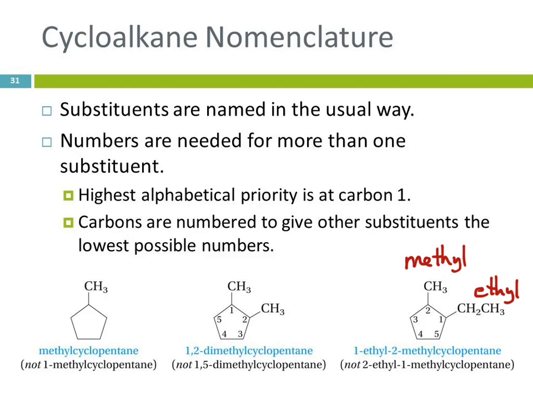Yes? Is that the only thing that requires the alphabetical order, or if there was, like, chloro there? Yeah, if you had chloro in there, you would consider that in the alphabetical order. If this had a chlorine group on it, chloro comes before ethyl, and so that would be number 1.